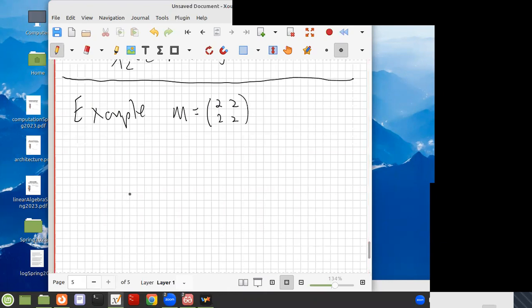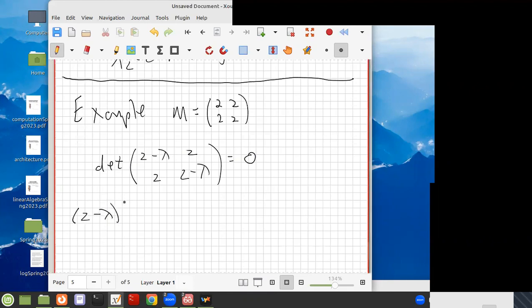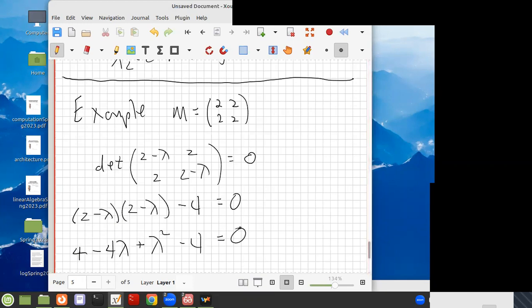Okay. Well, we can go right to the characteristic polynomial here. So we sort of omit all the details and go straight to 2 minus lambda, 2, 2, 2 minus lambda equals 0 for the characteristic equation. So we can write this out using the formula as 2 minus lambda times 2 minus lambda minus 4 equals 0. Then this is the characteristic polynomial, and we can write that out as 2 times 2 is 4, minus 4 lambda, because the cross terms, plus lambda squared minus 4 equals 0, right?